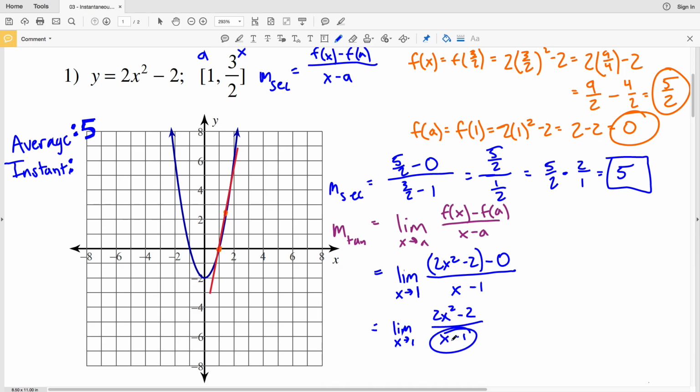Now we can't solve the limit of this directly because plugging 1 into the denominator will give us 0, and we cannot divide by 0. But let's factor and find an equivalent limit.